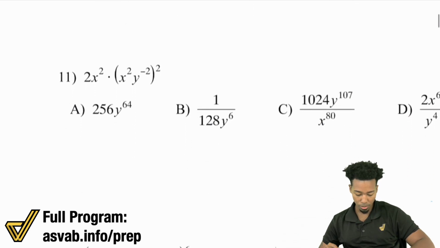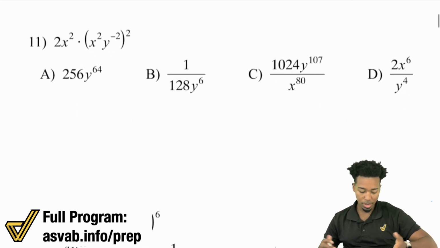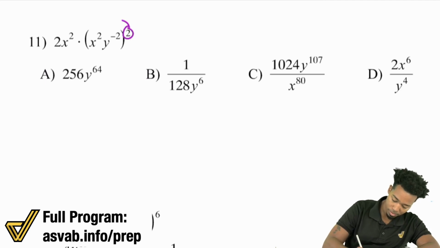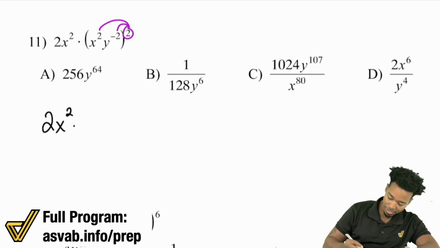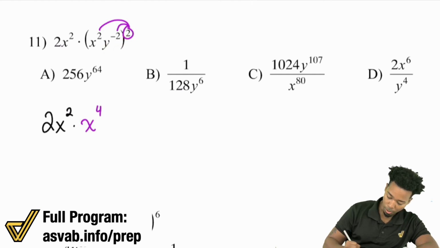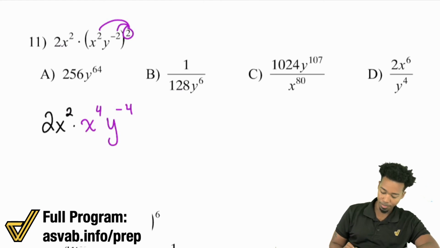If we wanted to do, let's say number 11, again, we just want to go ahead and first take care of that exponent. So what we end up having is going to be the same 2x squared, and then we'll have x to the power of 2 times 2, which is 4, right there. And then now we have y to the power of negative 2 times 2, because again, we're applying the power to a power law, and that'll be negative 4.